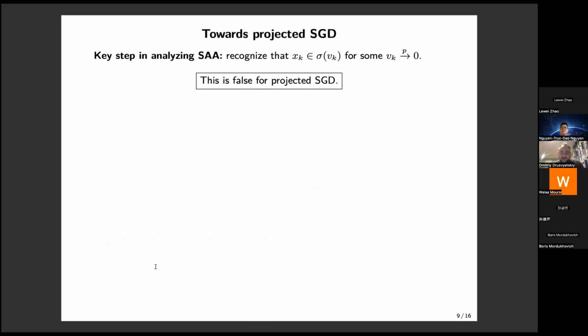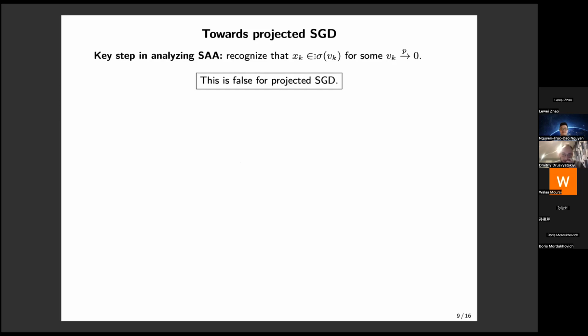So in order to understand why it is not clear that this should be true, it's useful to understand where the asymptotic normality comes from for just sample average approximation. For sample average approximation, the situation is actually very intuitive.